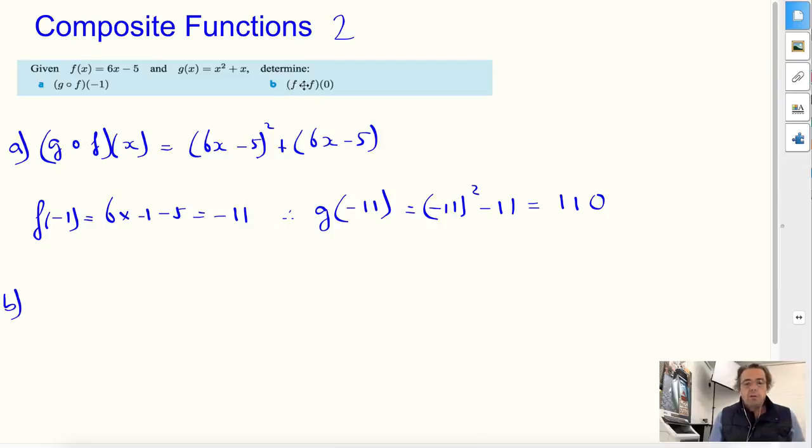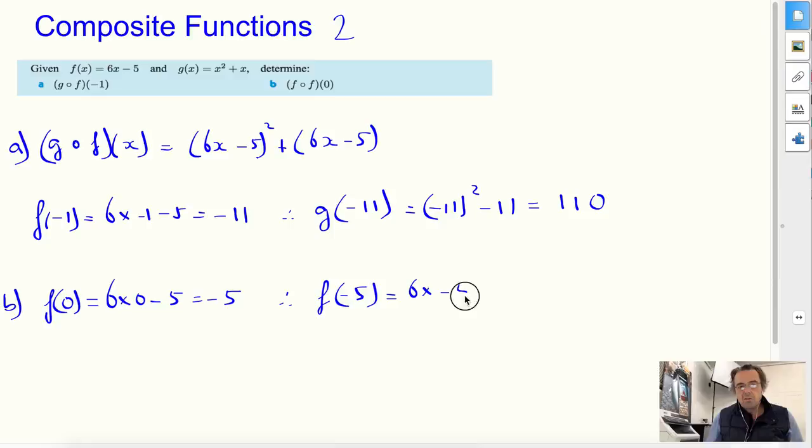Suppose f is following f for the value of 0. Then, doing the same method as here, I'm going to first find f of 0. So I'm going to substitute 0 in f. So that's 6 times 0 take 5 is -5. And then I'm going to take that -5 and feed it into f again. So now I'm going to find f of -5. Now f of -5 is 6 times -5 take 5. Now that's -30 take 5 is -35. And there we are.